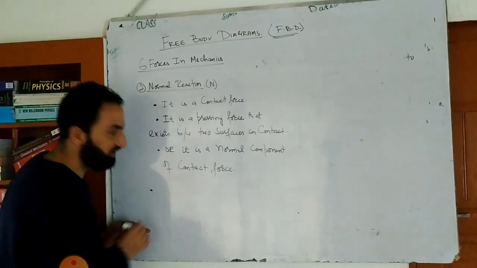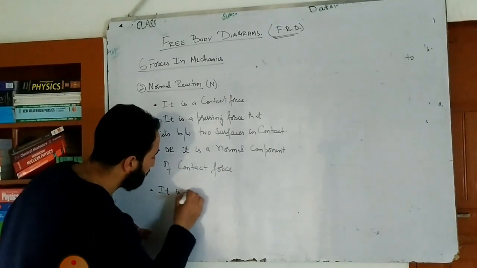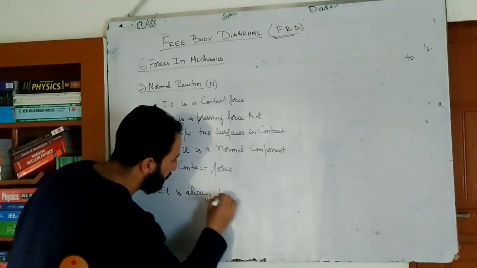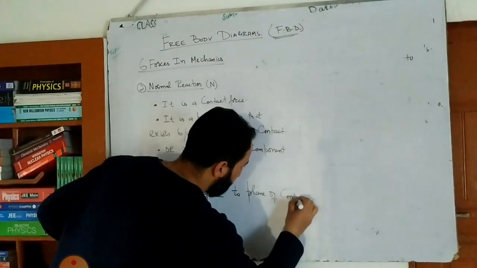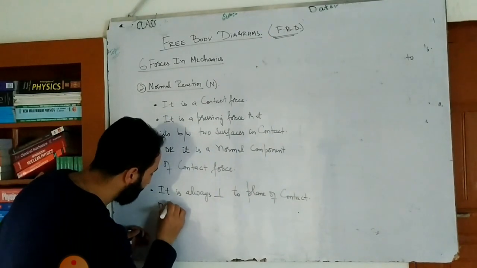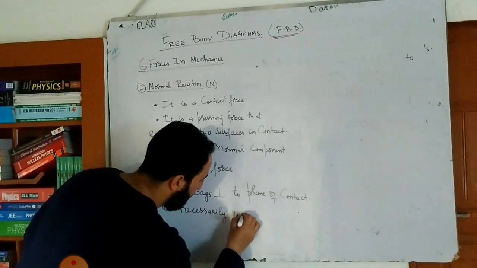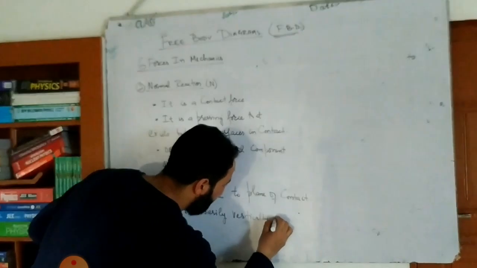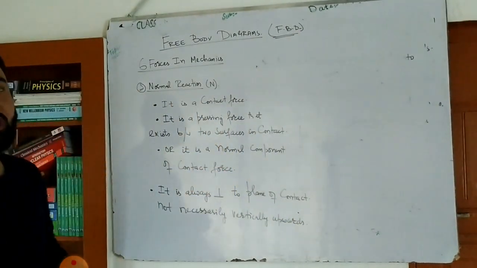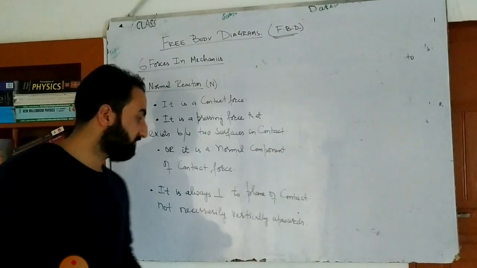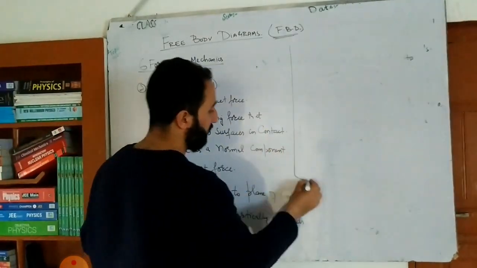Now what about direction? It is always perpendicular to the plane of contact. Okay, not necessarily vertically upwards. So simply it's perpendicular to the plane of contact, but it's not necessarily vertically upwards. Okay, so let's take some examples so that it will be clear to you what normal reaction actually means to us.